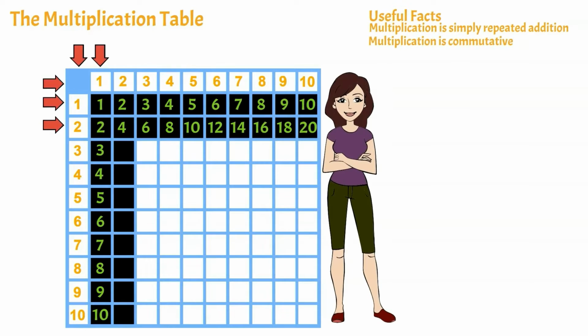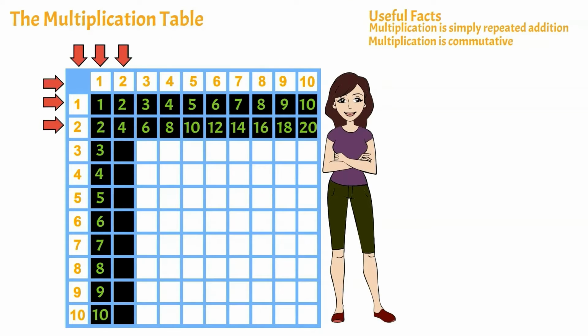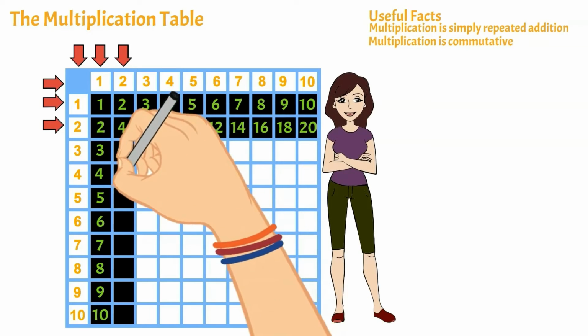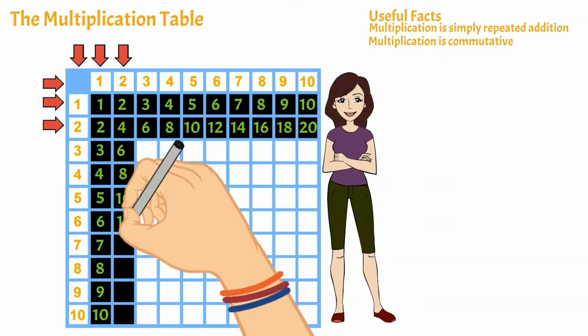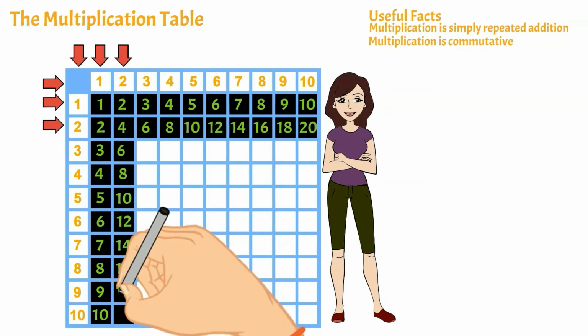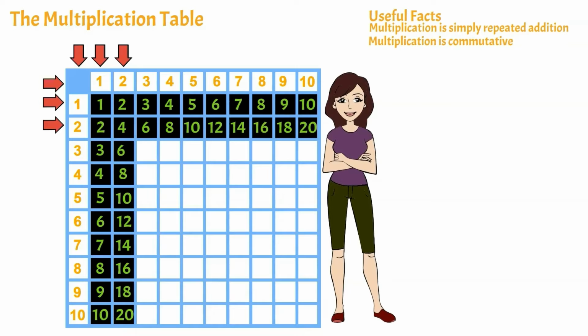If we do the other way around, it will give us the same answers. So here, we will also have 2, 4, 6, 8, 10, 12, 14, 16, 18, 20. Multiplication by 2, like multiplication by 1, is very easy. Multiplication by 2 is simply doubling a number.